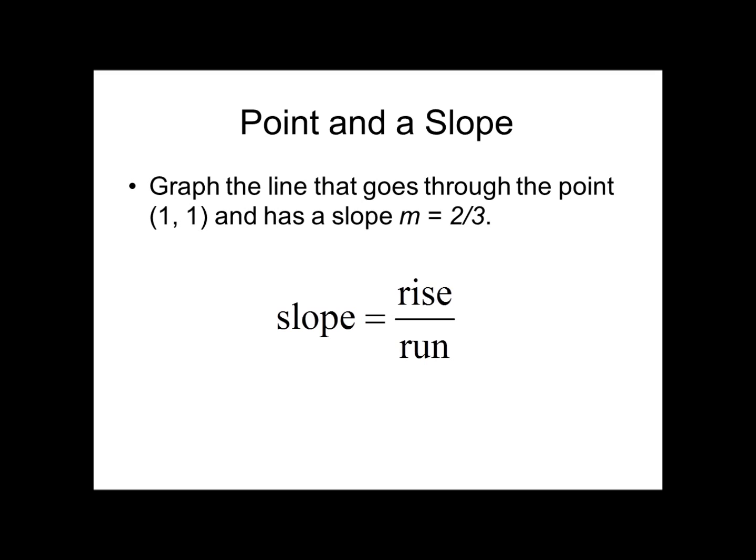Now, looking at a point and a slope, we want to graph the line that goes through the point 1, 1 and has a slope that's equal to 2/3. Now, I want to remind you that that slope, given in fraction form, the top number is how far we move up, and the bottom number is how far we move to the left or right. When both numbers are positive, we go up and to the right. If one number is negative, we go down and to the right, or up and to the left.